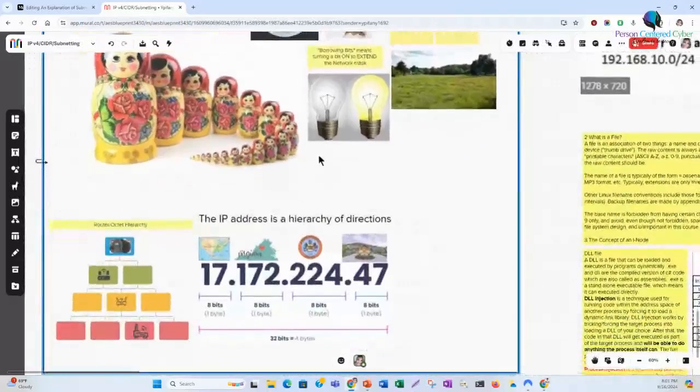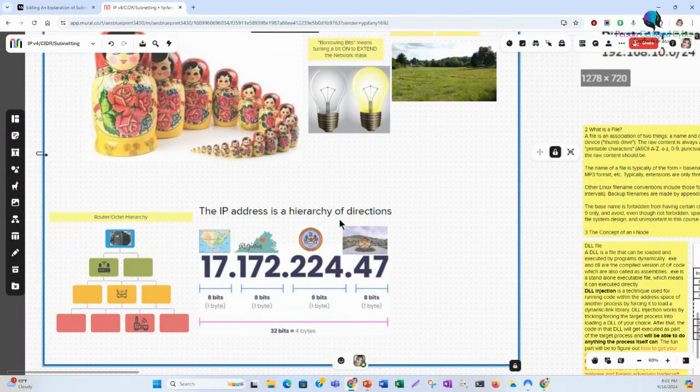This right here, the IP address is a hierarchy. Now, this is something else that I've said, that the IP address is a hierarchy of directions. The IP is directions. Okay. The IP address is not your house. It's directions to your router. Okay, now I'm talking about on the internet. Okay, when you're on the internet, well, even in your private, you know, but it's easier to understand if I'm talking about the internet.